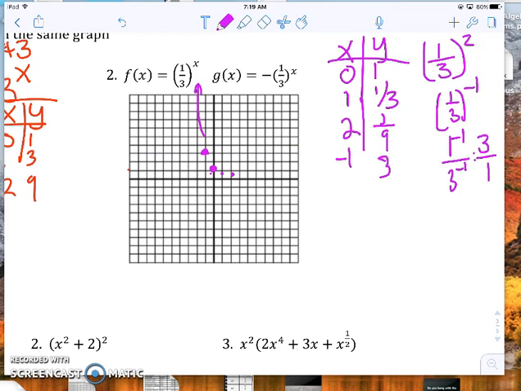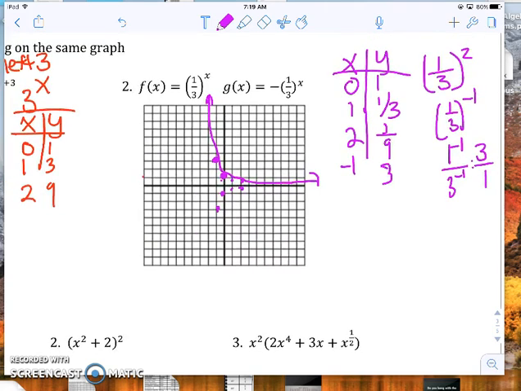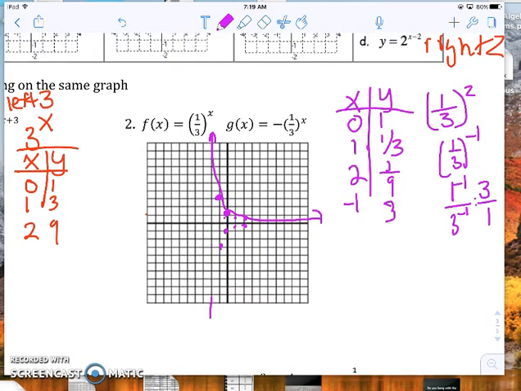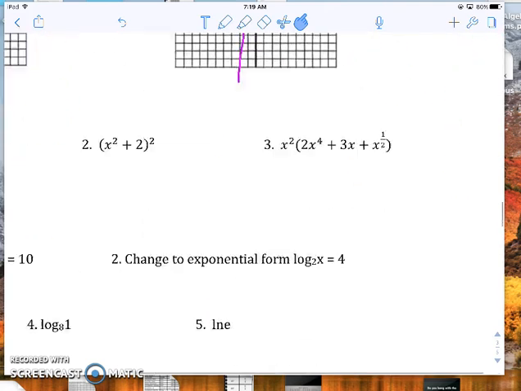So we know it's a decay. The asymptote is at 0. And then the negative on the outside would flip it. So it would be here. Flip it over the y-axis. So we would have it right there.